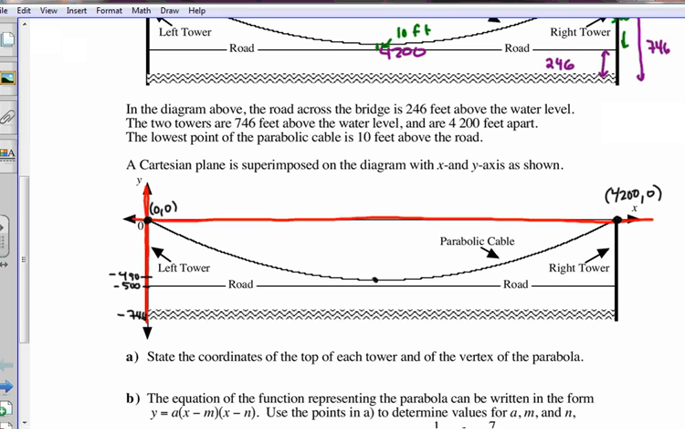Good. Could we figure out our vertex? How could we do that? If you know one x-intercept is 0 and one is 4,200, halfway. It should be right in the middle. So what's half of 4,200? 2,100, comma negative 490, because it was 10 feet above. Okay, so state the coordinates of the top of each tower and the vertex of the parabola. So we got that. It's labeled.